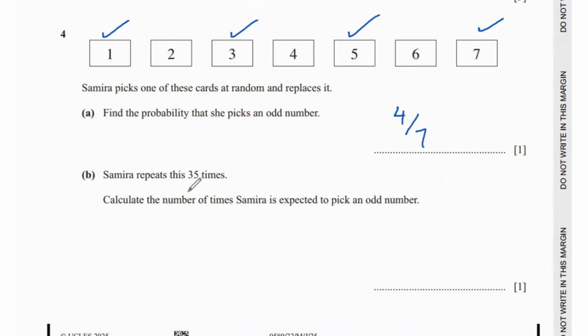Then Samira repeats this 35 times. Calculate the number of times Samira is expected to pick an odd number. So to find the expected number, you always multiply the probability by the number of times an event is happening. So 4 over 7 times 35. 7 ones are 7, 7 fives are 35. So 4 times 5 is 20. That is the number of times she's expected to pick an odd number.